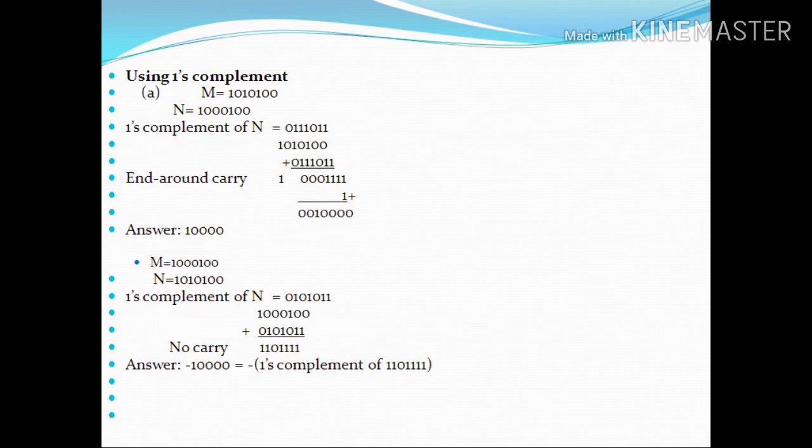If the carry is coming, here the carry is also coming. I have to discard this carry right now and add it to the least significant bit, and we are getting the resultant as 0 0 1 0 0 0 0.